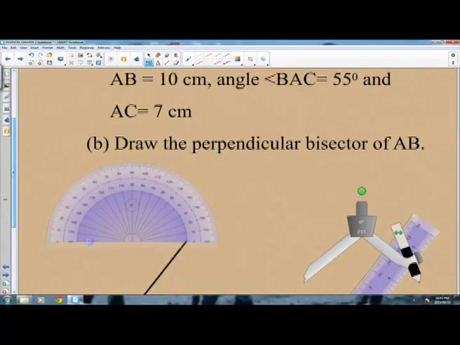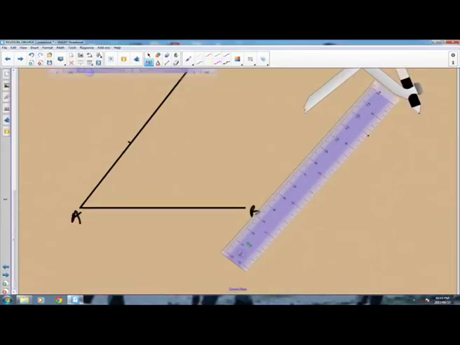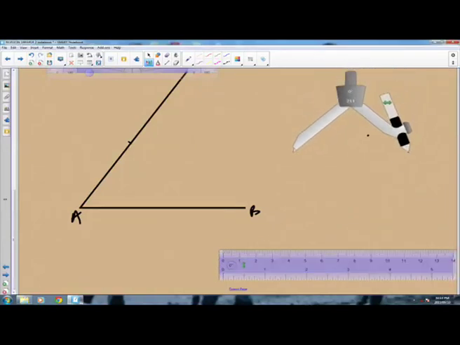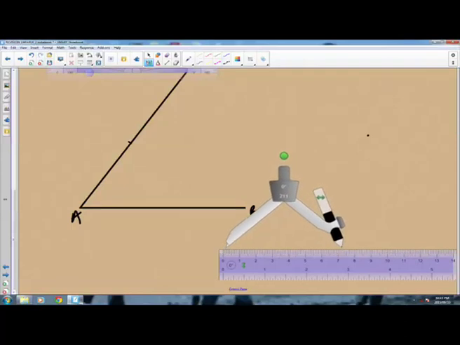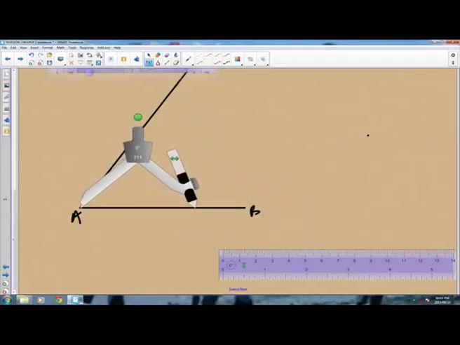So you'll use your compass, measure 7 centimeters using your compass, and then put the compass point at A, and then cut the line that you have drawn. So let's measure the 7 centimeters using your compass. Make sure that you open your compass to 7 centimeters. Then from there, you put your compass point at A. So this is what you should do. Put the compass point at A.